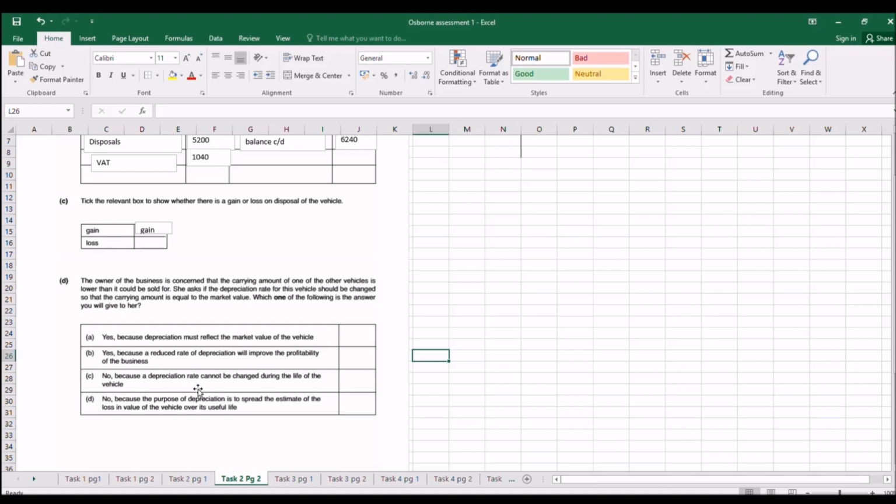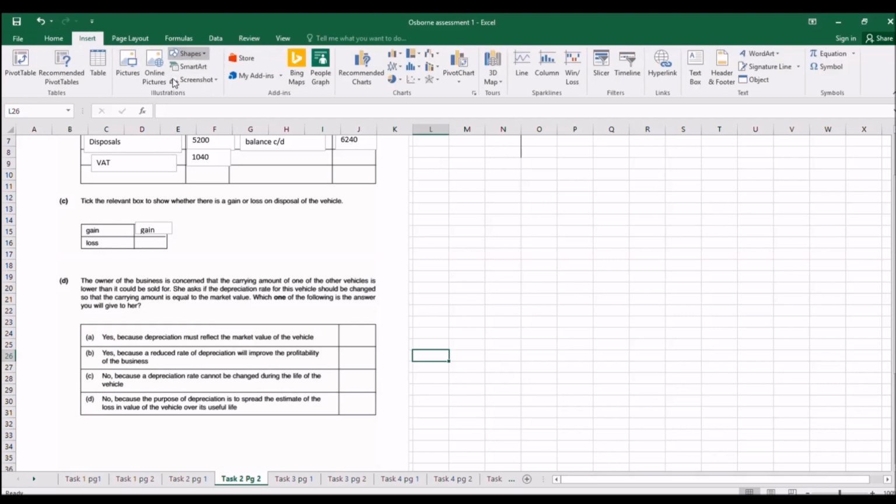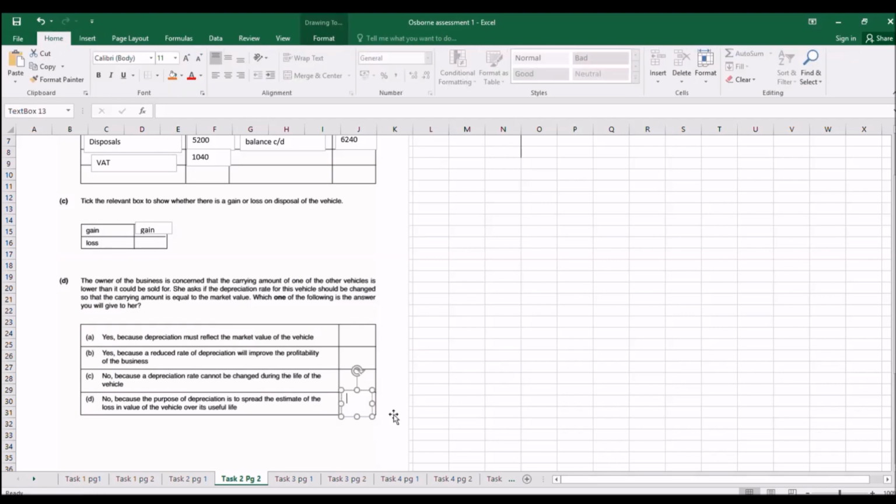No, because the depreciation rate cannot be changed during the life of a vehicle. Yes, it can. We could work out that the depreciation rate was wrong, that actually it lasts longer, or the useful economic life might be different. Whatever, we can certainly change the depreciation rate during the life of a vehicle. No, because the purpose of depreciation is to spread the estimate of the loss in value of the vehicle over its useful life. That is the point of depreciation. So it is D. The answer here is D. Okay, so that's task 2.